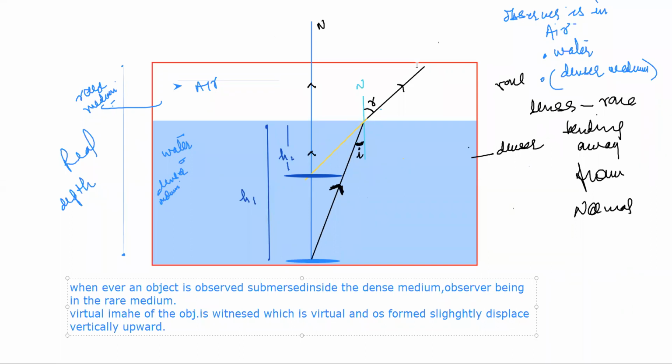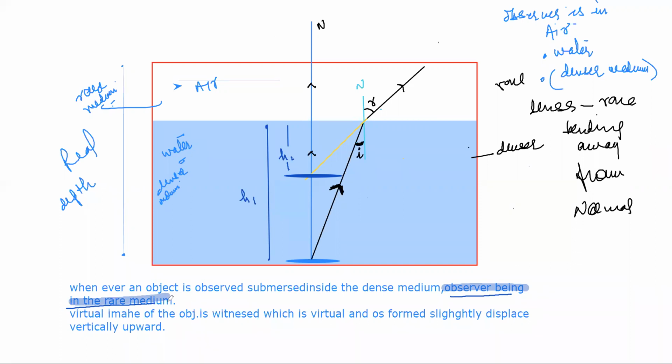So right now, in this diagram, what I'm trying to tell you is how the objects are slightly displaced upward and downward, and what the various applications of this concept are. And the important condition for that, as you can see, is that the observer should be in the rare medium. This you always please understand. Without this, we can't have this concept. So note down this point.